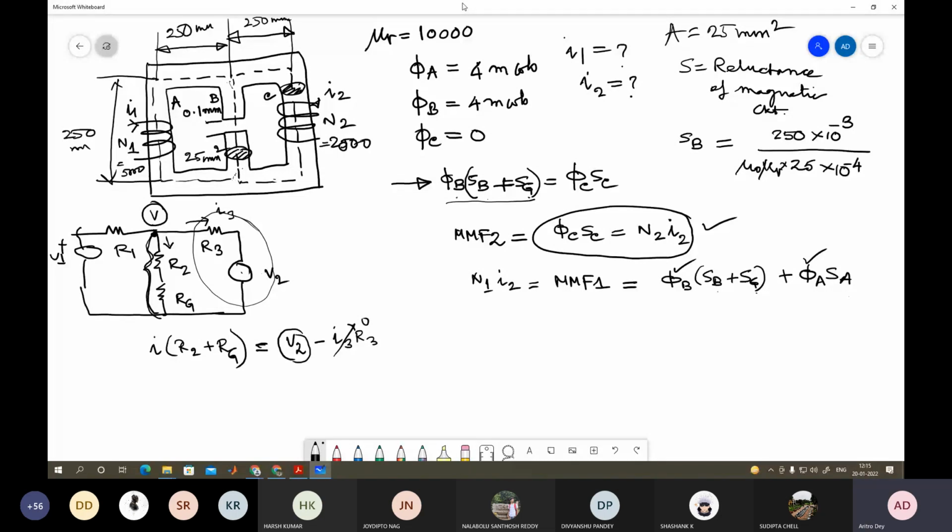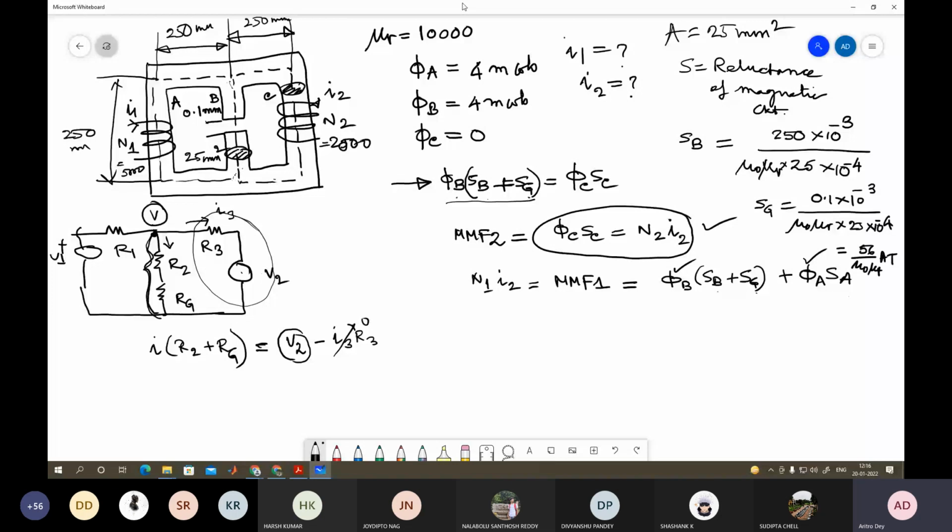This is SB, and what is your SG? SG is equal to 0.1 into 10 to the power minus 3 divided by mu 0 mu r into 25 into 10 to the power minus 4. So if you solve this, I have solved it a priori, so just cross check. It should come as 56 by mu 0 mu r ampere turn. So that is your SB.